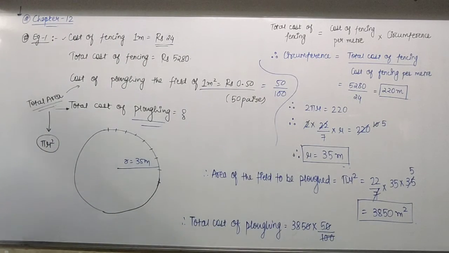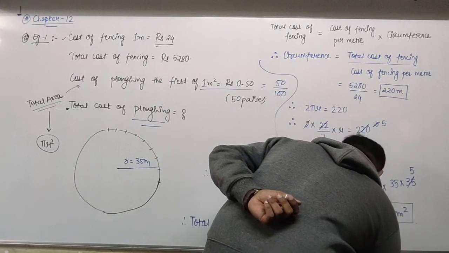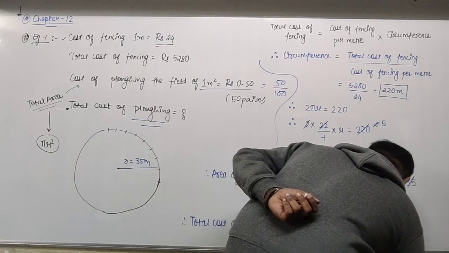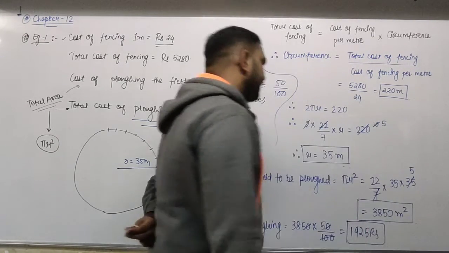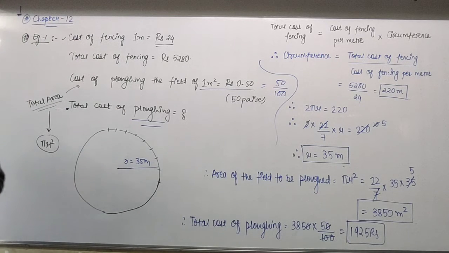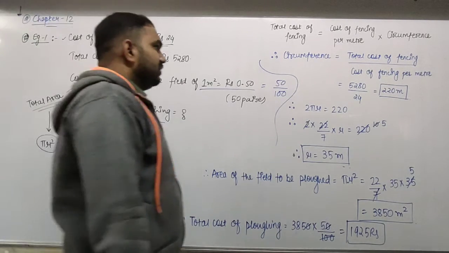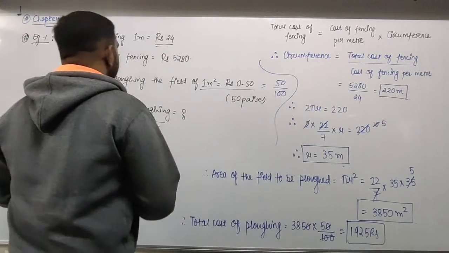385 into 5. That is equals to 1925. 1925 rupees. So the total cost of flowing the field is 1925 rupees for this field. So what is the relation? How we relate? First of all, you can see that these both things are given.